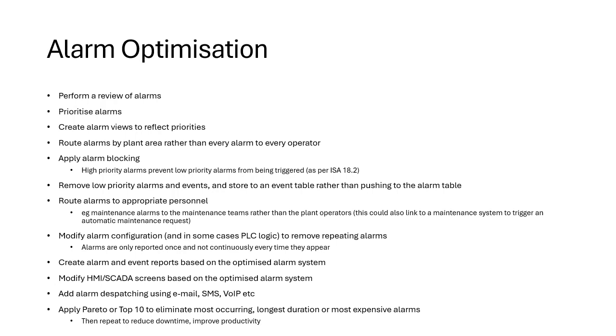Again, repeating alarms, you might want to modify the alarm configuration there, maybe even the PLC logic inside. You might want to remove those alarms so they only report once and not continuously every time they appear. So this is common when we're monitoring analog values. It's quite common for there to be ripple on analog values.